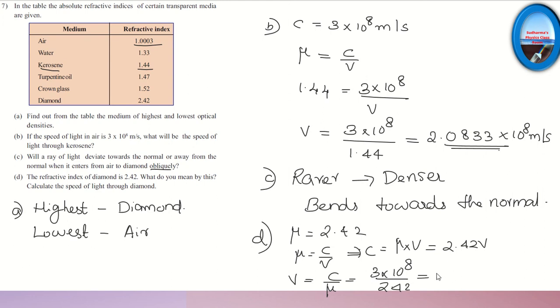So we'll be getting the answer as 1.2396, or approximately we can write 1.24. This is the speed of light into 10 power 8. Okay, 1.24 into 10 power 8 meter per second. That is the answer. So the diamond has the highest refractive index, and the light will travel with the least speed through diamond.